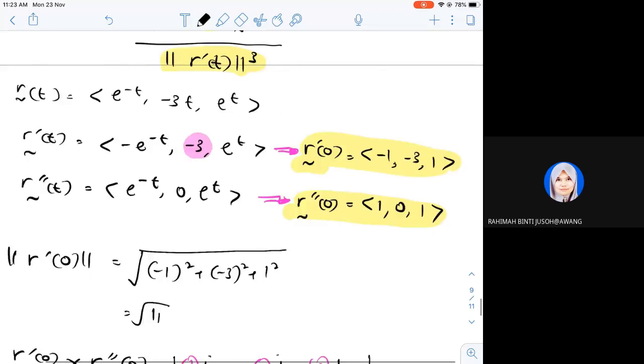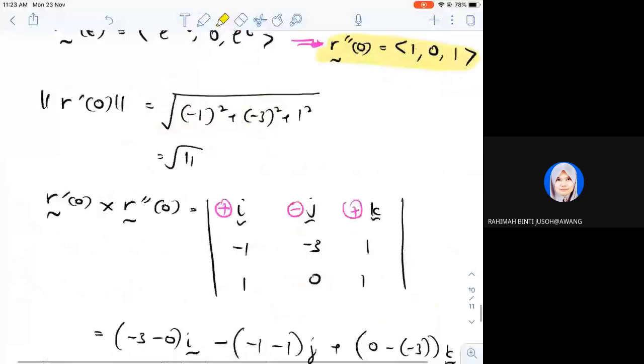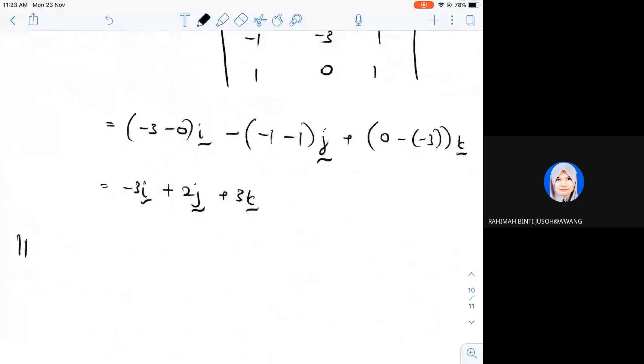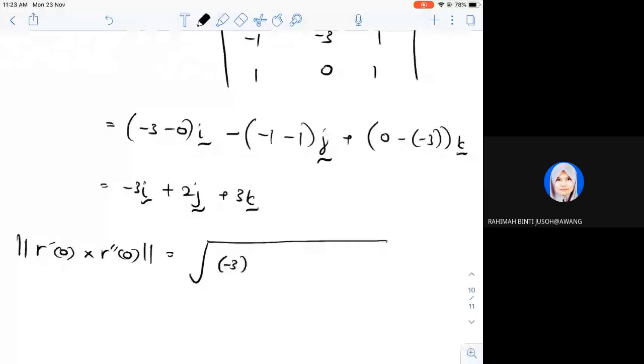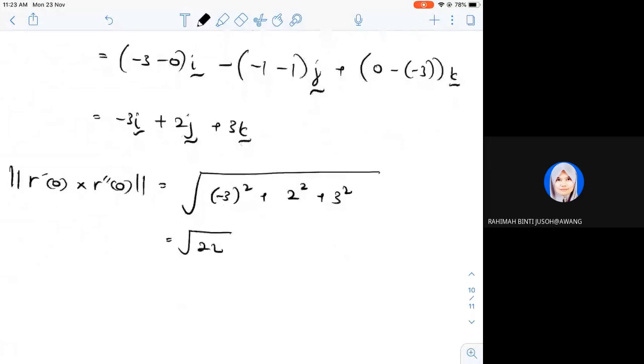Next, we need to find the formula involving the magnitude. So we need to find the magnitude of r prime t cross r double prime t. So the magnitude of this is the square root of negative 3 squared plus 2 squared plus 3 squared. So 9, 9, 18, 18 plus 4 becomes 22. So square root of 22.